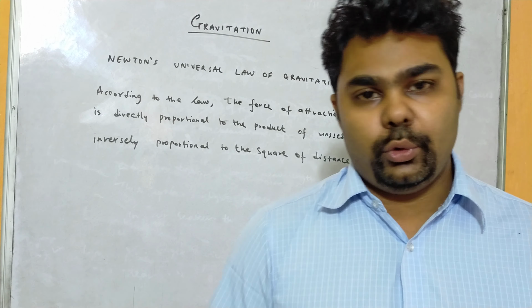So the value of capital G is 6.67 into 10 to the power minus 11 Newton meter square per kg square. So this value is fixed, right? So these are the units of gravitational constant in SI unit and CGS unit.